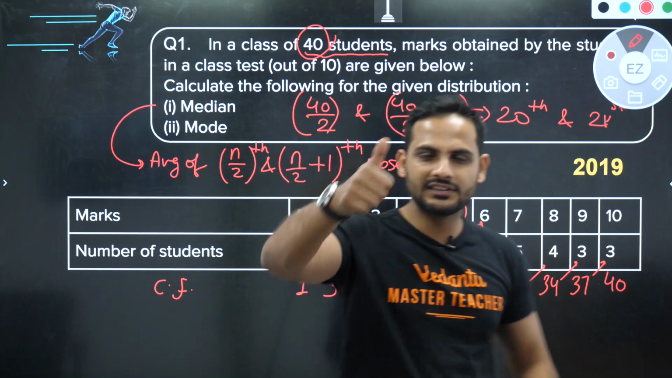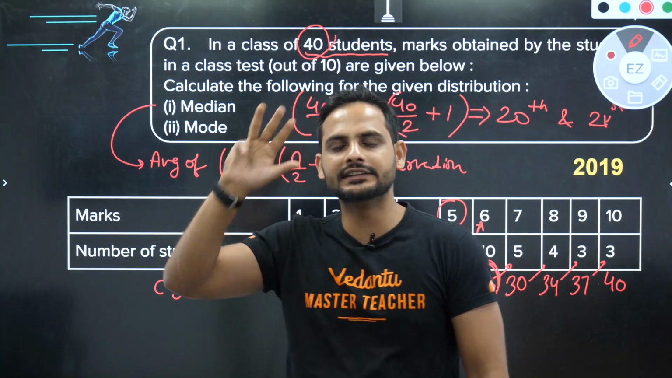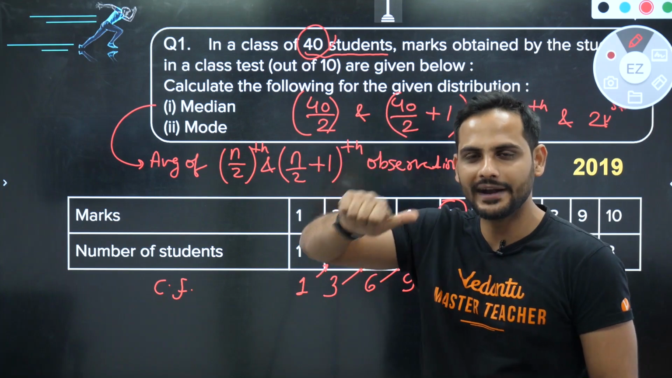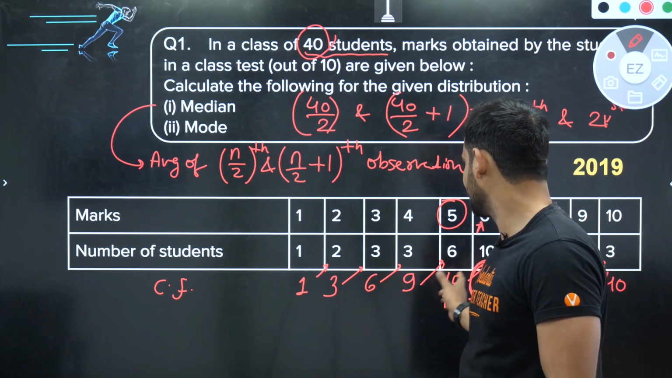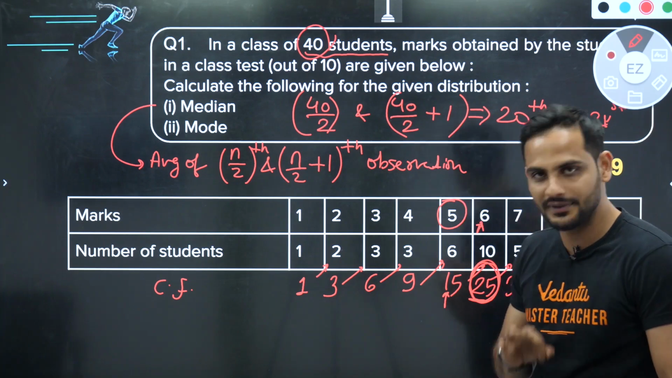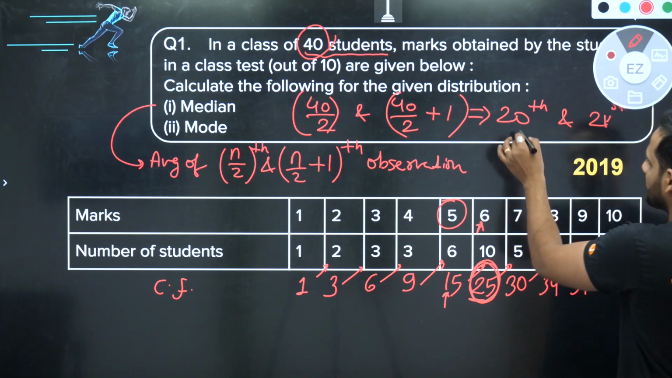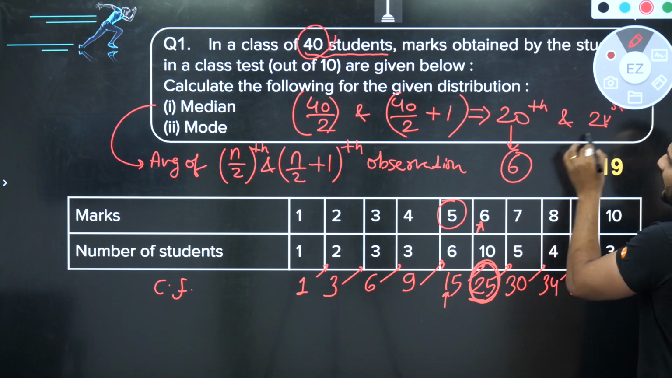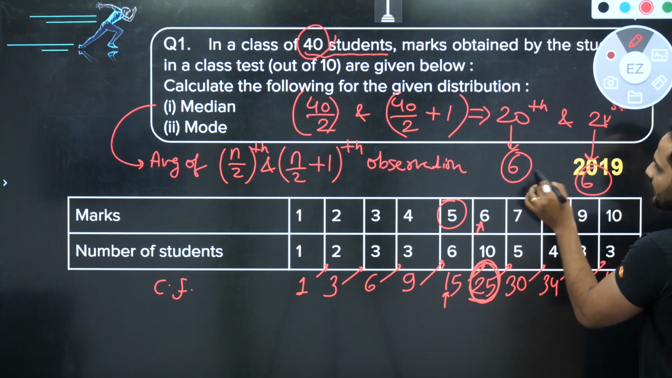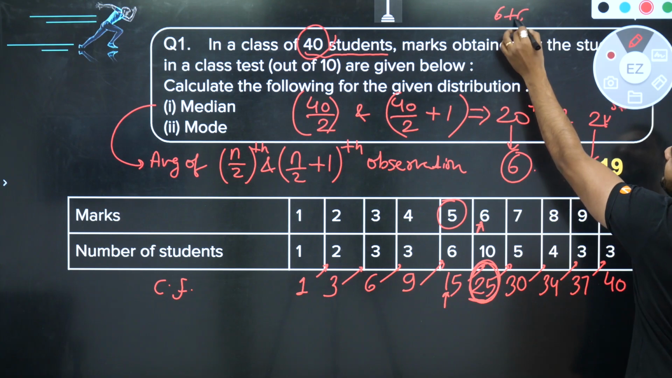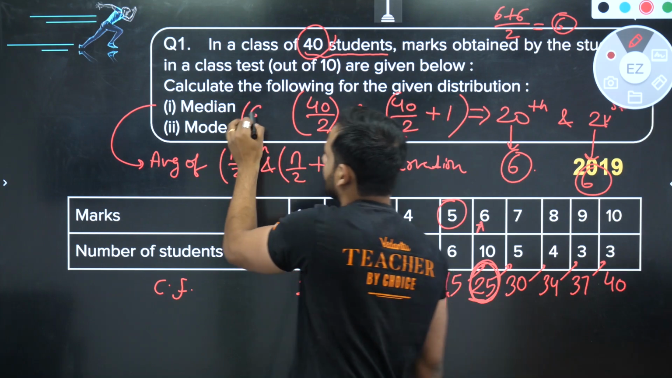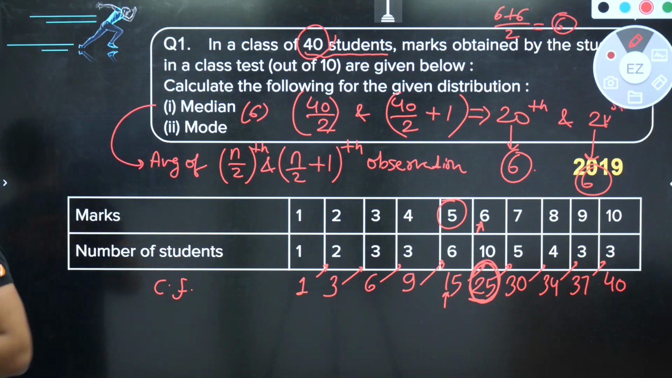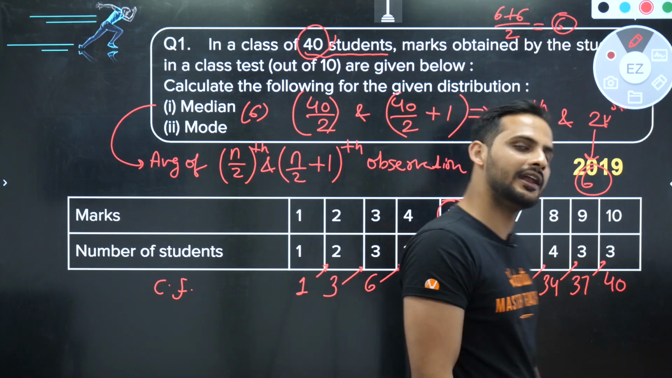So 16th observation, 17th, 18th, 19th, 20th, 21st, 22nd, 23rd, 24th and 25th observations, all are going to be 6 only. So beta, I can say 20th observation is also going to be 6, 21st observation is also going to be 6. So average will be 6 plus 6 divided by 2, which is again 6 only. So the median is going to be 6. So median is also 6, mode is also 6. Don't be shocked कि अरे सर कैसे हो सकता है? हो सकता है, it can happen.